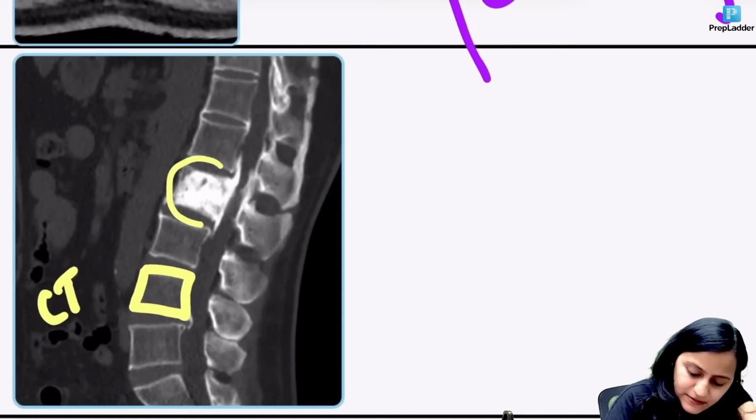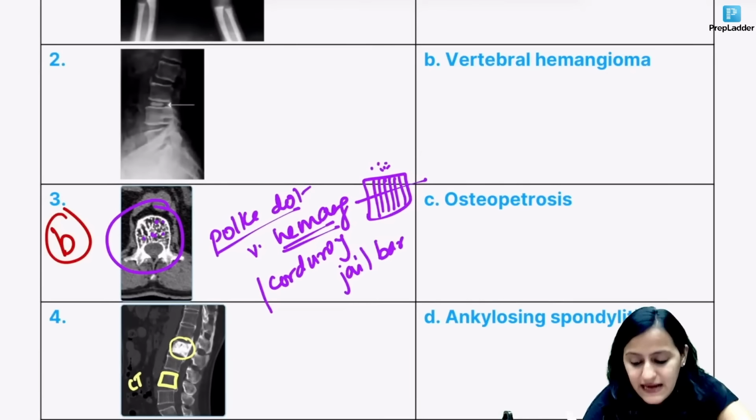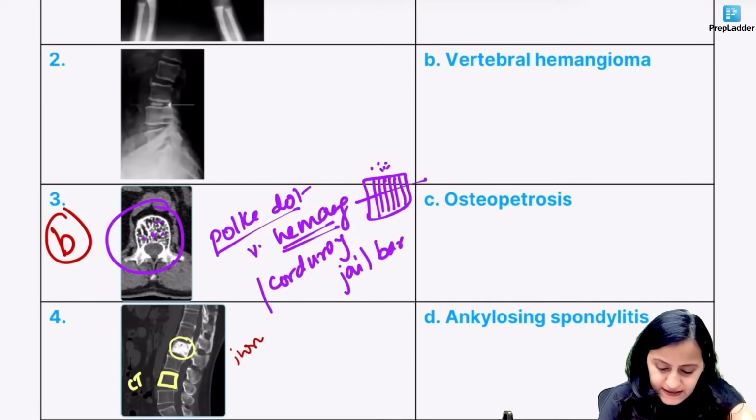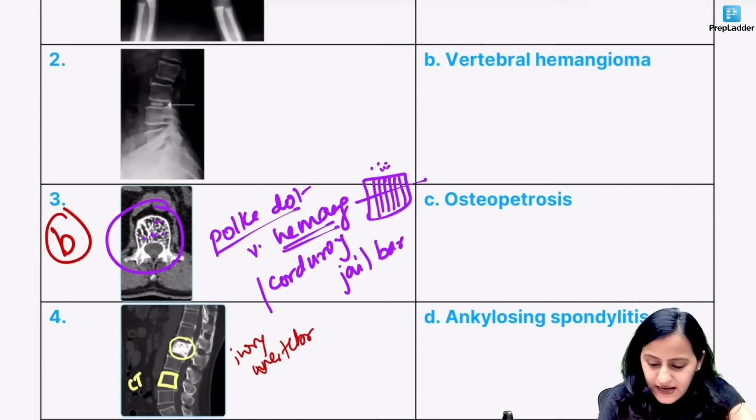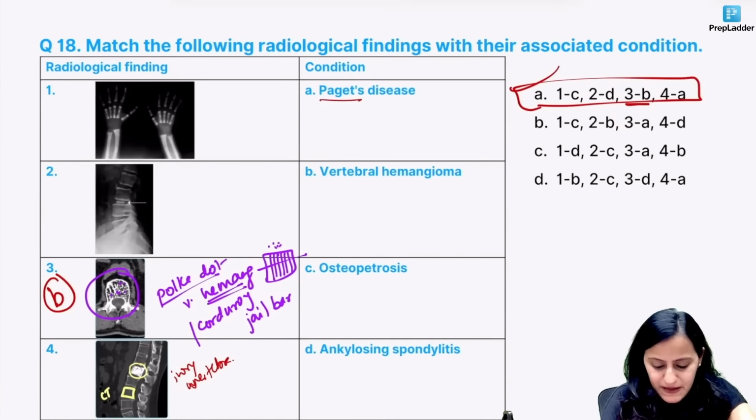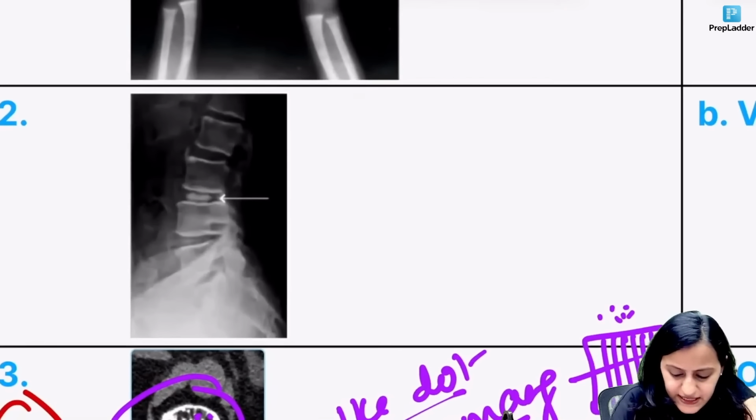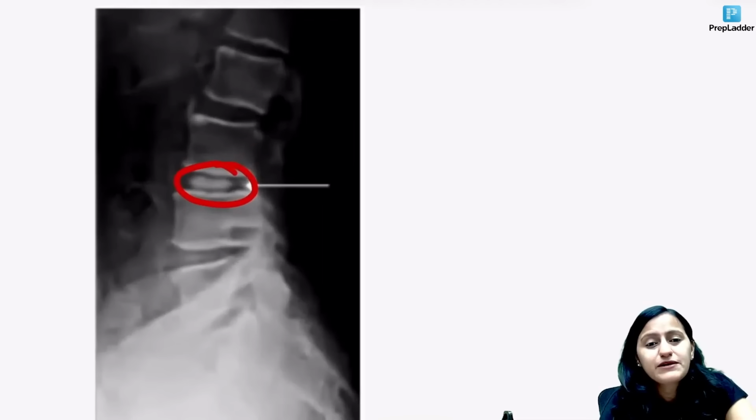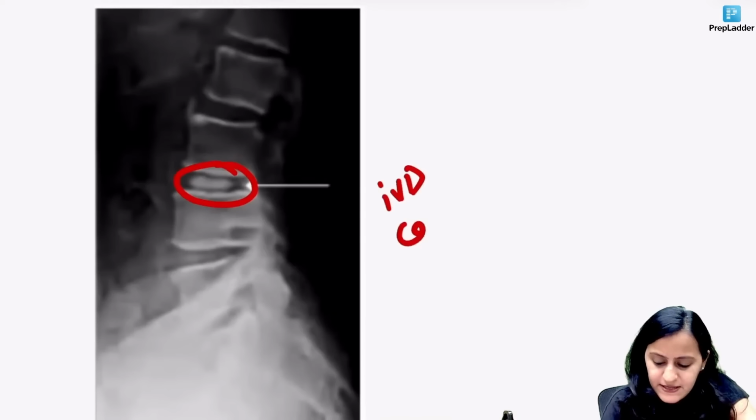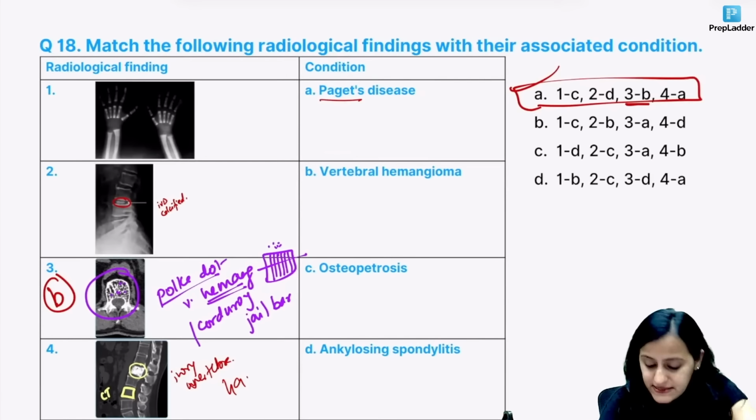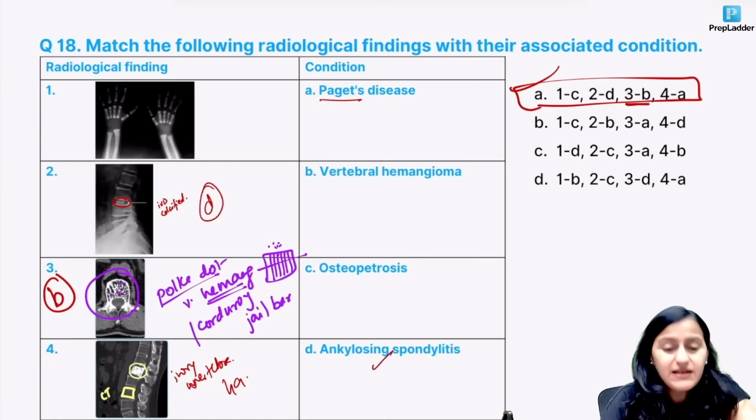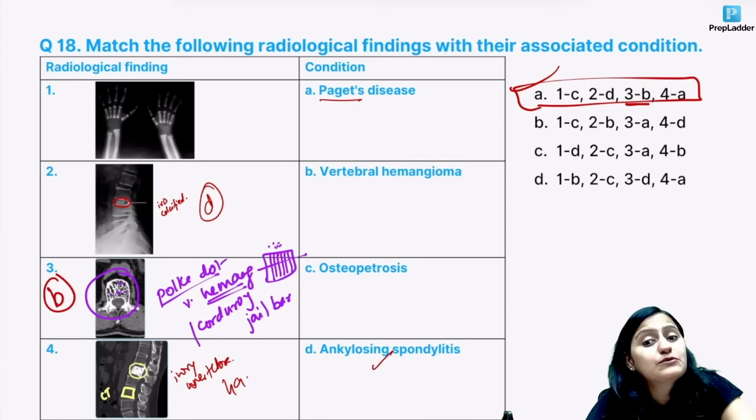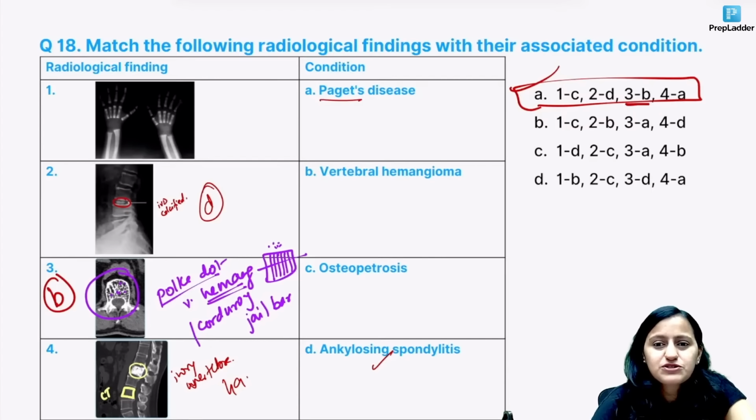And look at this vertebra which is appearing very white like ivory. So what is this vertebra here? This is ivory vertebra. Ivory vertebra is seen in Paget's disease. So 4 is A. Okay. Look at this one. What are you seeing here? This is the intervertebral disc in between the two vertebrae. Intervertebral disc which is calcified. Where do you have calcified intervertebral disc? Ankylosing spondylitis. It can involve the intervertebral disc. DISH does not involve the intervertebral disc. So 2 is going to be D.